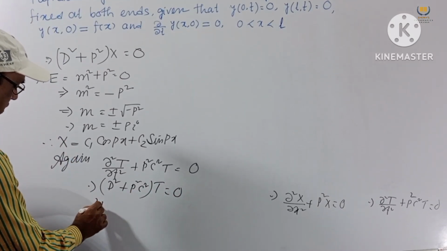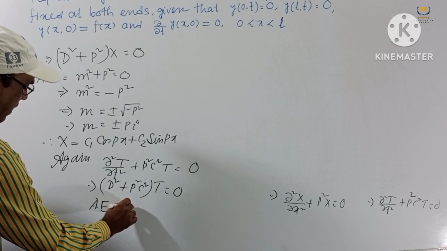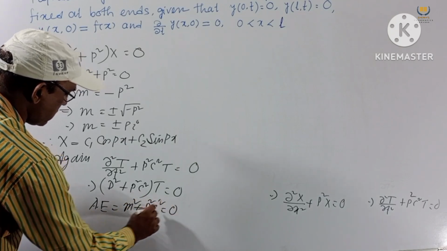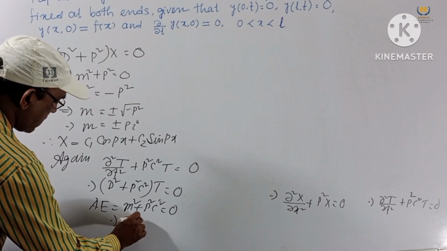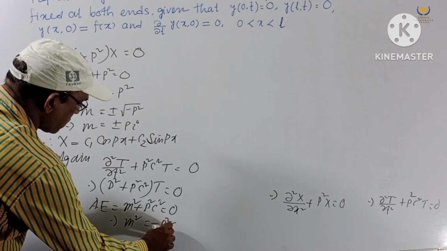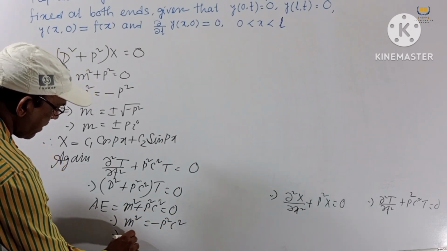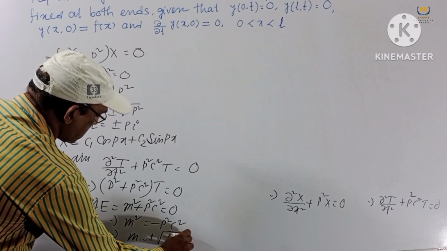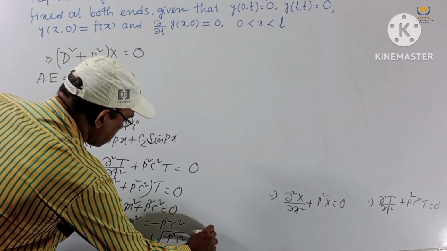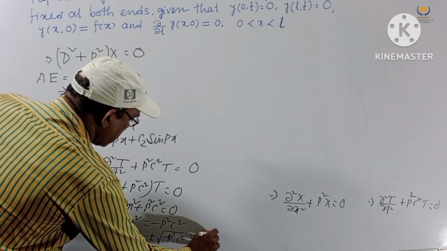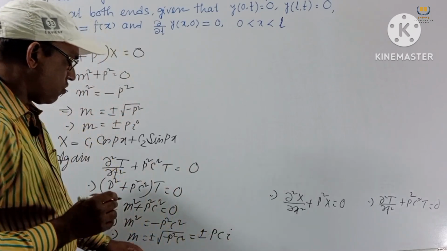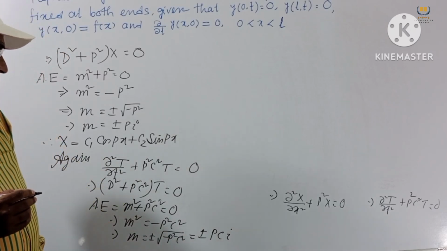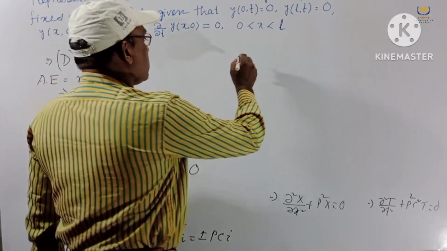So the auxiliary equation is m square plus p square c square equal to 0, m square equal to minus p square c square, and m equal to plus or minus root over minus p square c square, equal to plus or minus pc i. Root over minus means i, and root over p square c square means pc. We get this.